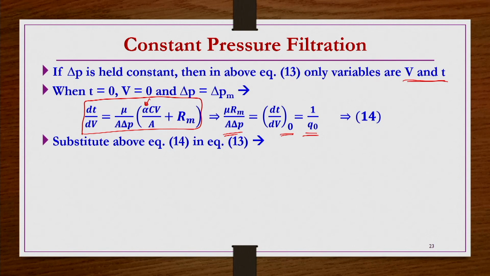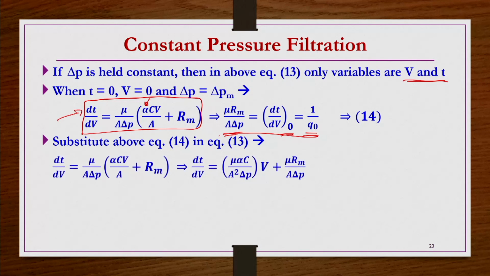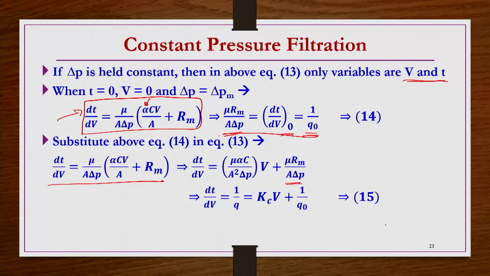Substitute this equation 14 back in equation number 13. Wherever mu rm by a delta p is there, you write 1 by q naught. So dt by dv, taking mu by a delta p inside, is mu alpha c by a square delta p times v plus mu rm by a delta p. Here I write mu rm by a delta p as 1 by q naught, and whatever mu alpha c by a square delta p is, I write as kc. Here dt by dv at t equals 0 is 1 by q naught.